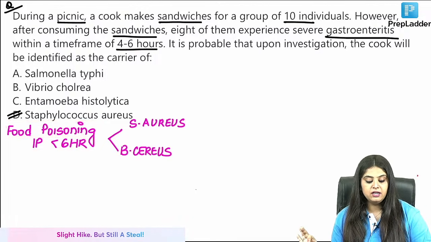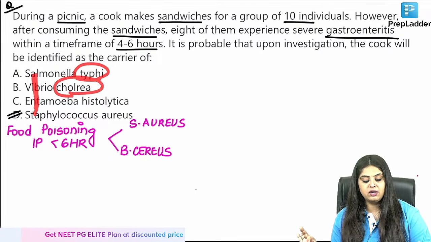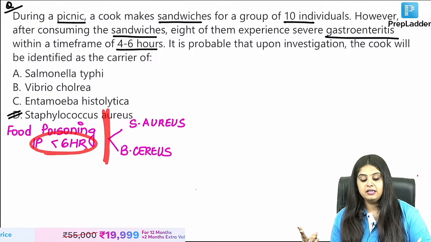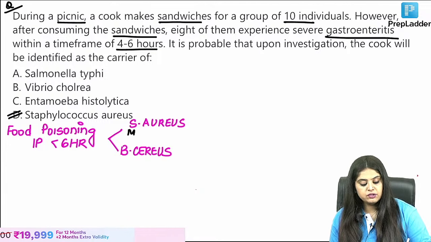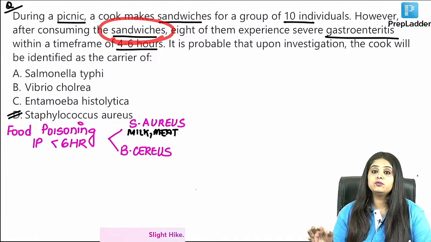see ultimately all of these can somewhere cause food poisoning. This can cause typhoid, this can cause cholera, but if they mention within 6 hours, I only think of 2 things. Whenever they give me a product which is going to have milk and meat, where was the milk and meat over here? There was no meat. They said sandwiches, something you will have to assume.